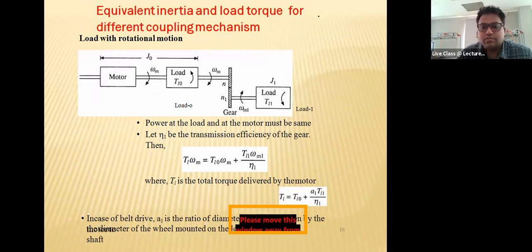Another equation that comes out is, we have only 12 students. I won't be going too much for today.